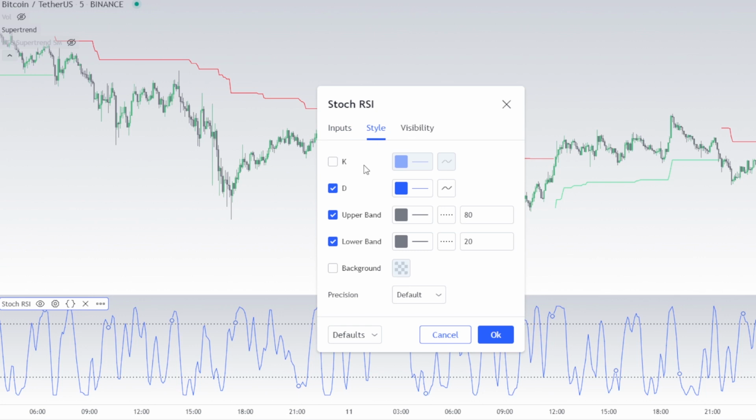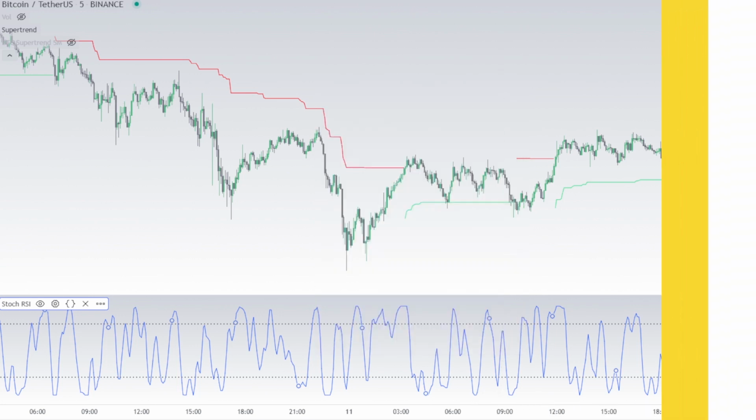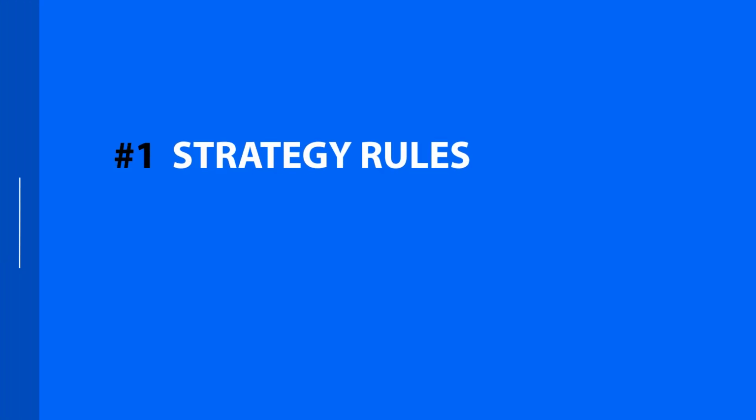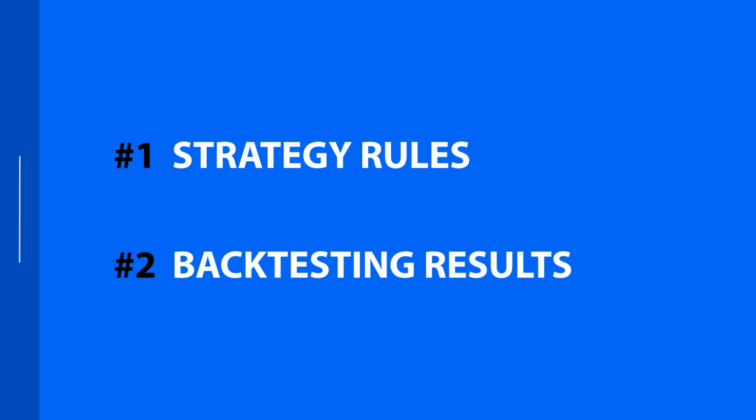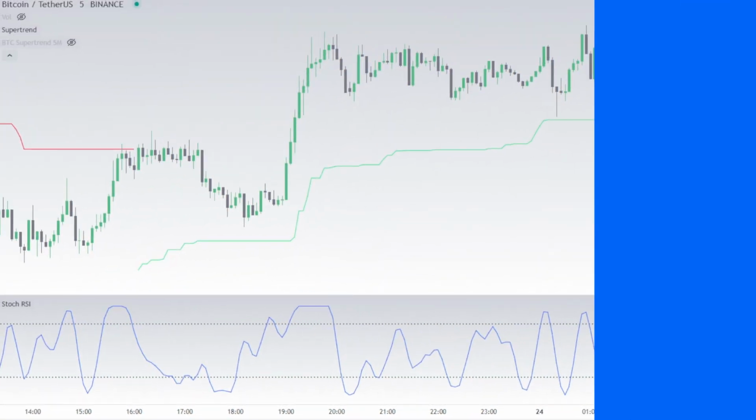Another thing I've done is that I disabled the K line so it doesn't show. For this strategy we only need the D parameter of the Stochastic RSI indicator, and it looks much nicer now with only one line. Okay, now we're set and ready to start trading. First, I will go through all the rules for buying and selling, and after that I'm going to show you my backtesting results. I think you're gonna like my findings, but I must warn you, the results are going to be crazy. Now let's get to the strategy rules.